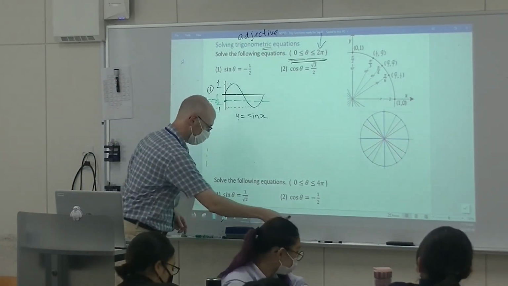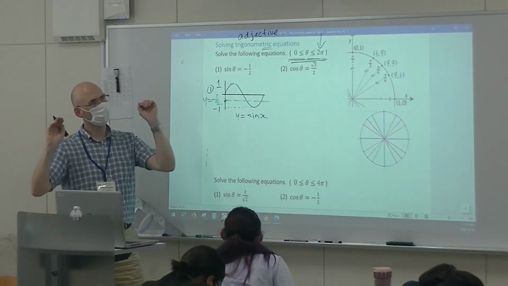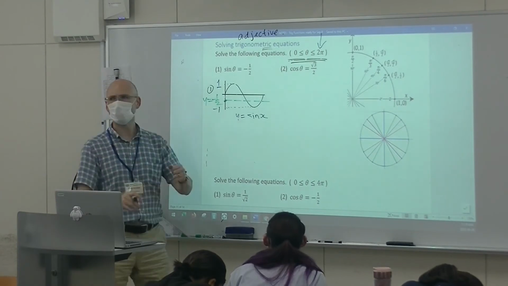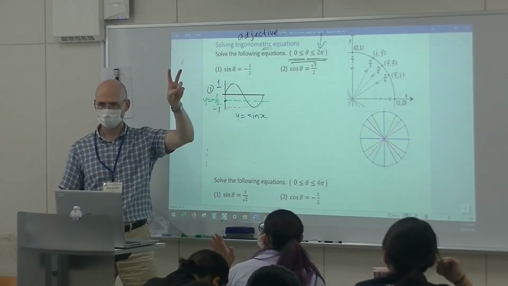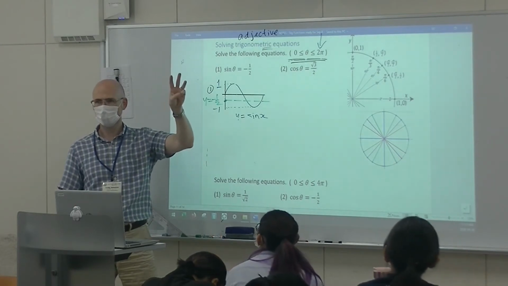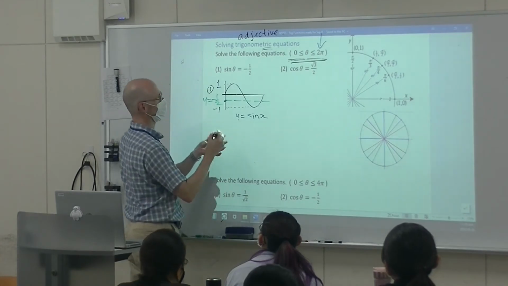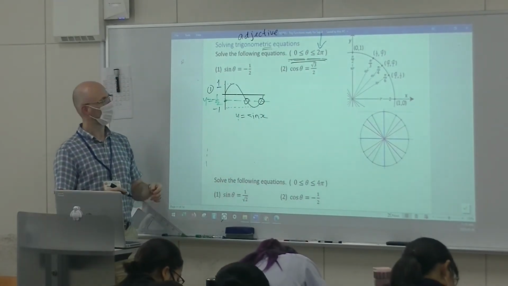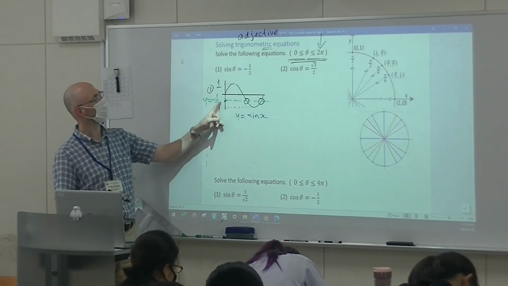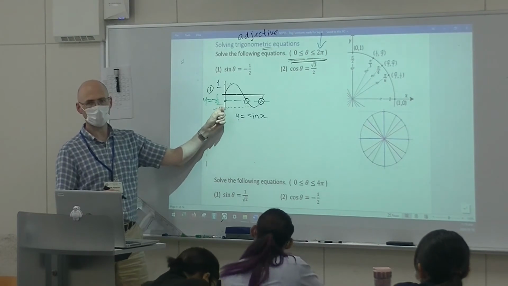Okay, let's see what we think. How many answers are there, everyone? 1, 2, 3. How many people say 1? How many people say 2? How many people say 3? Okay, I saw many hands on 2. And yes, that's correct. There are 2 answers. There's 1 there and there's 1 there. Okay? There are 2 places where sine equals negative 1/2.